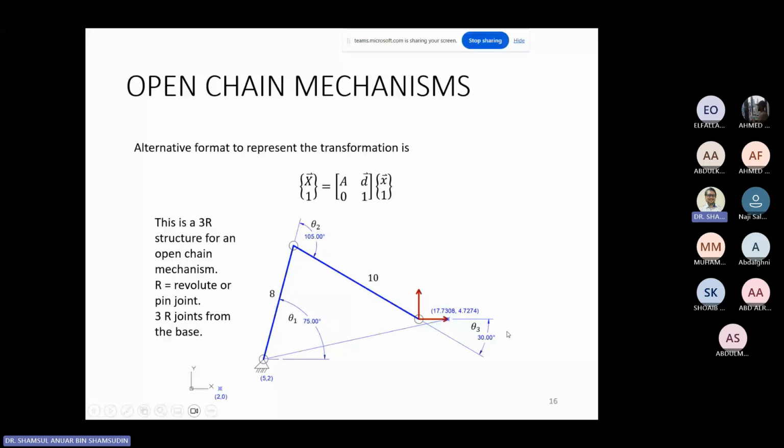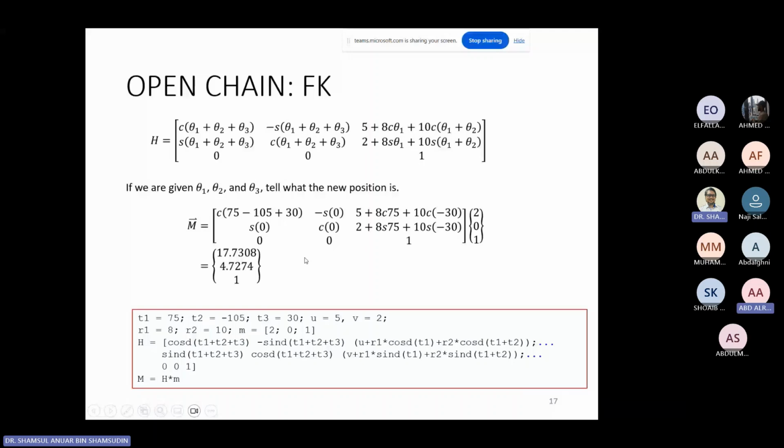All right, open chain. So this is our focus. Open chain FK is forward kinematics. Here we already know the angles. Theta 1 is 75, theta 2 is negative 105, theta 3 is 30 degrees. So all three angles are known.